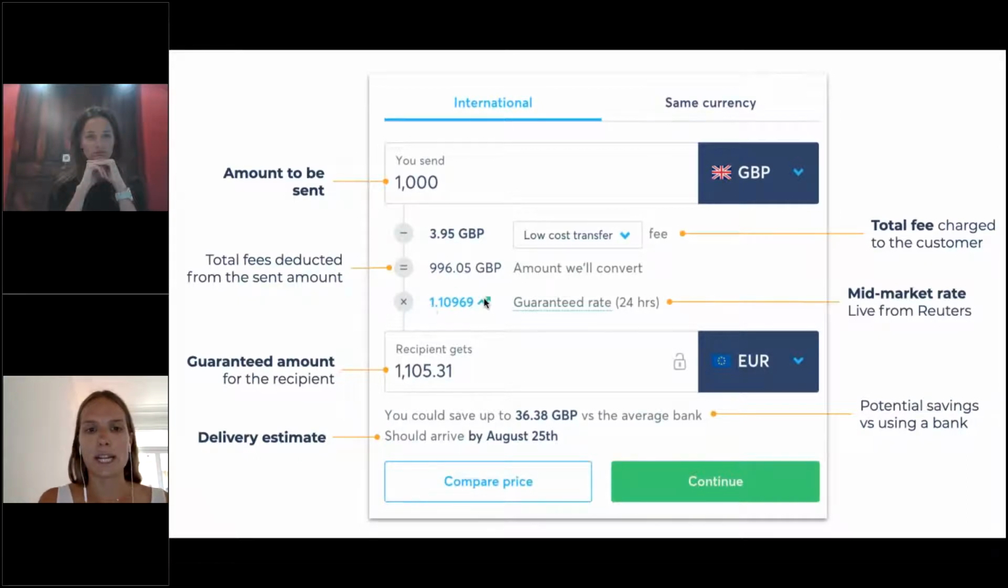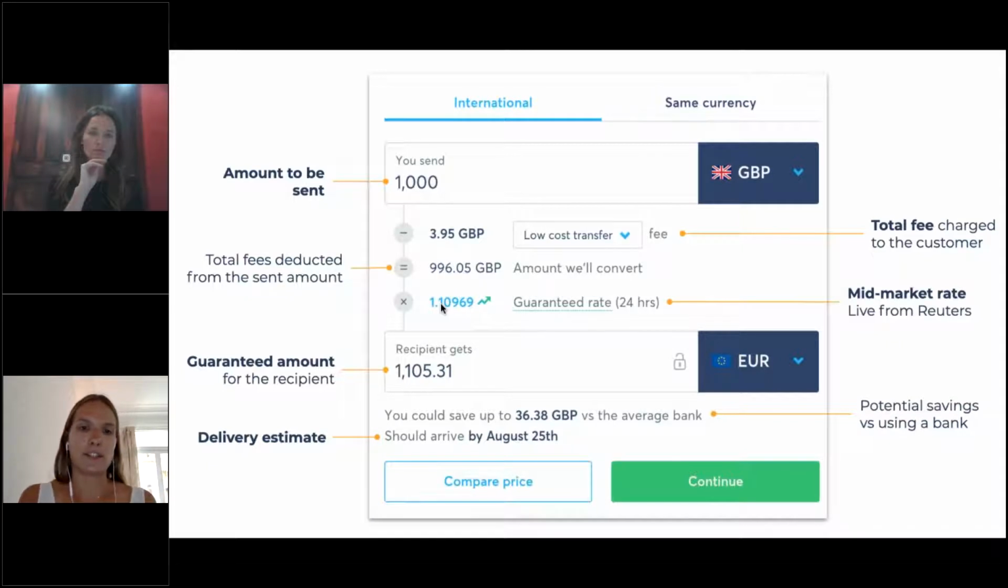So the mid-market rate is here. It is pulled live from Reuters every second. So it really is the live mid-market rate at which banks around the world are both buying and selling currencies. Once you have, let's say, set up a payment in your Transferwise account, the rate will be locked for 24 hours. That's just to make sure that you have enough time to go and fund your payment and that the rate is not moving.